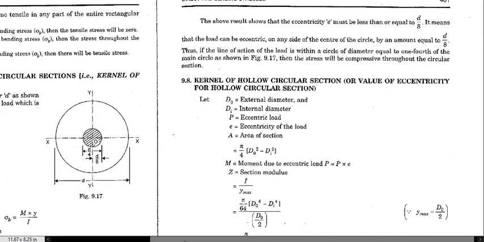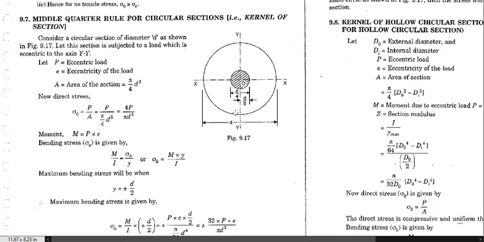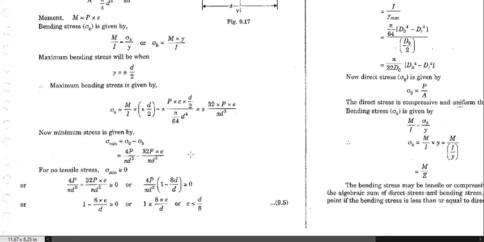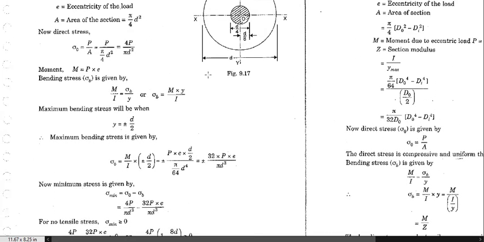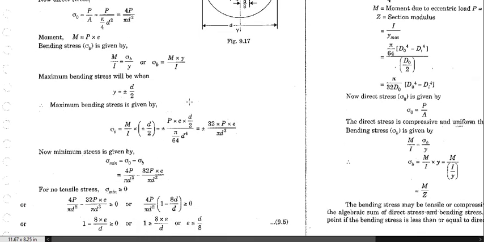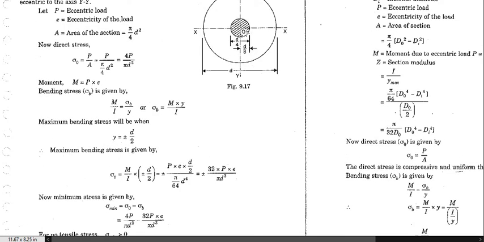Similarly, we have a kernel section for the circular section, which has a diameter of d/4. That's why it is known as the middle quarter section rule. This is the end formula. If you set the stress to be greater than or equal to 0, meaning the tensile stress is 0 and it has only compressive stress, then you will get this kernel section.